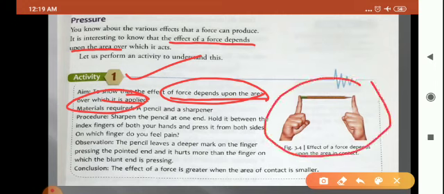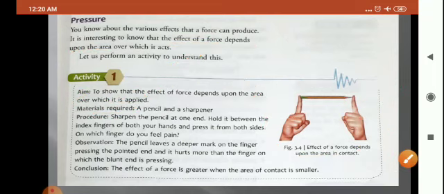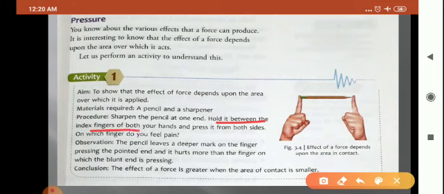You need to hold this pencil with both your hands through your index fingers. Okay. Such that at one side this pointed end of the pencil is there and on the other side this blunt side of the pencil is there. Okay. Now what you have to do? First of all, you will hold it between the index fingers of both of your hands and press it from both the sides. On which finger do you feel pain?